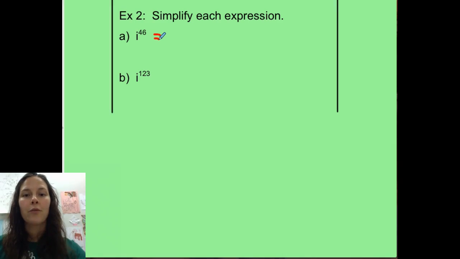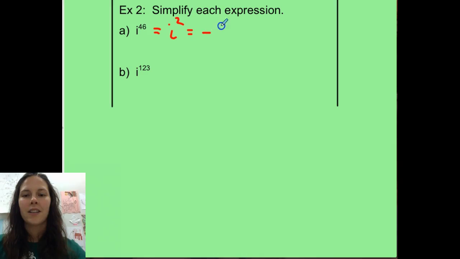4 goes into 44 evenly, so the remainder is 2, and i squared is negative 1. 4 goes into 120 evenly, so the remainder is 3, and i cubed is negative i.